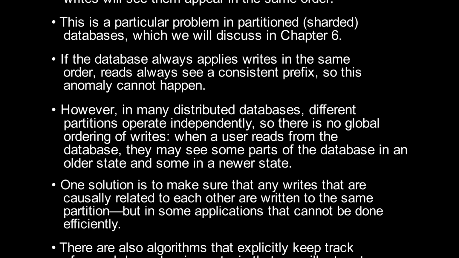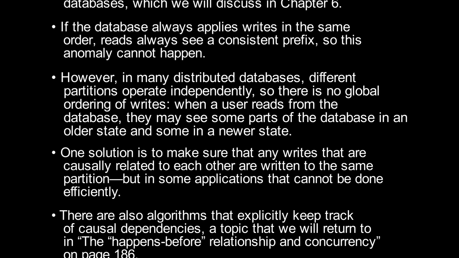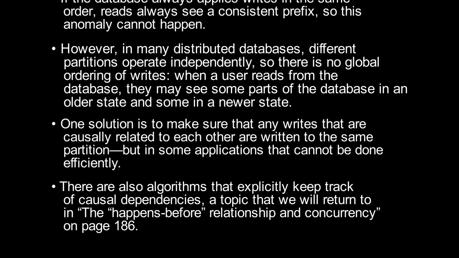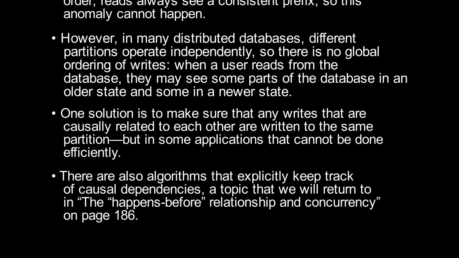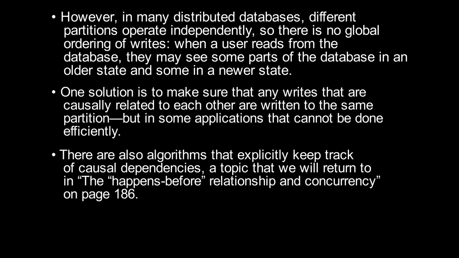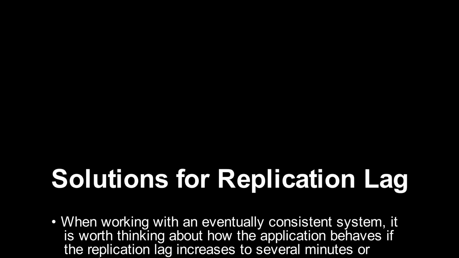One solution is to make sure that any writes that are causally related to each other are written to the same partition, but in some applications that cannot be done efficiently. There are also algorithms that explicitly keep track of causal dependencies, a topic that we will return to in the happens before relationship and concurrency on page 186. Solutions for replication lag.